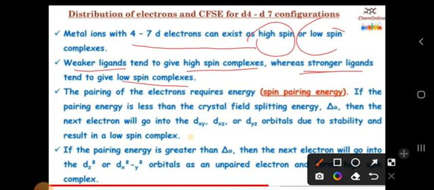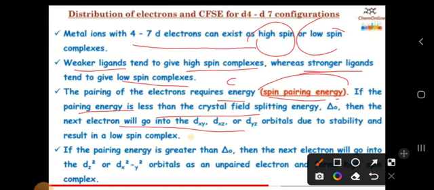Here the electron pair requires energy. That one we call spin pairing energy. If the spin pairing energy is less than the crystal field splitting energy, then the next electron will go to the dxy, dyz, dzx orbitals due to stability. Why? Because it is a low spin complex. If it is greater than delta naught, the electron will go into dz.